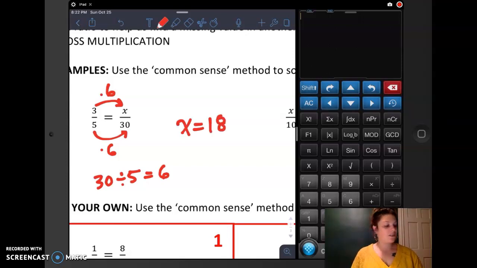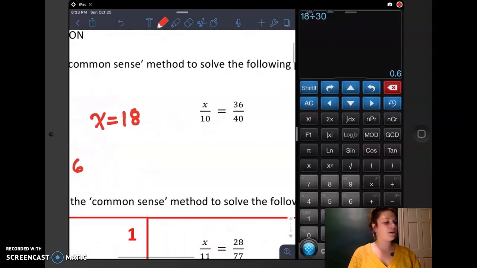If you wanted to check your answer, you could do, okay, 3 divided by 5, what's that? 0.6. All right, and then I got 18 as my answer, so 18 divided by 30, also 0.6, so good, I'm good to go. I know my answer is correct. All right, let's keep going. Let's do some more examples.